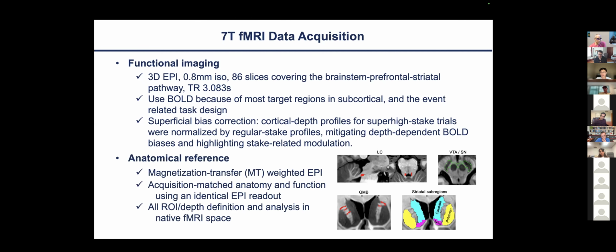And for the anatomical reference image, we are using the magnetization transfer weighted EPI, using identical EPI readouts between the functional and anatomical image. So in this way, the functional image and anatomical image are matched during acquisition, so we don't need to do any alignment or registration. We can do all analysis, including determining cortical depth or ROI, based on just the MT-EPI image.